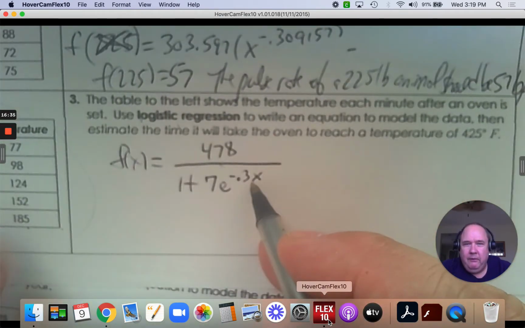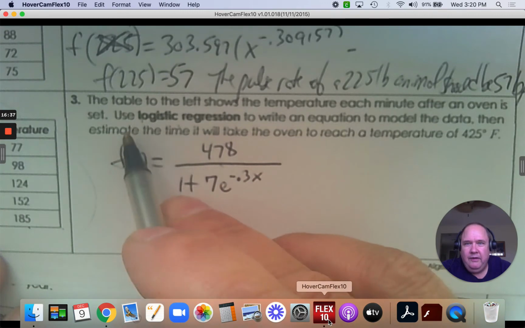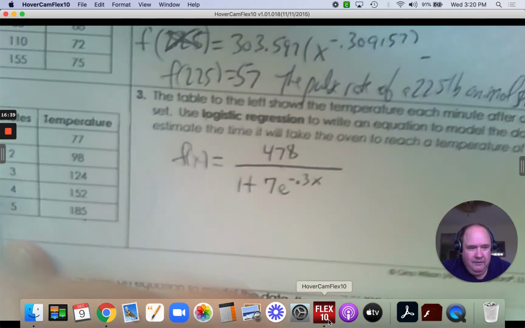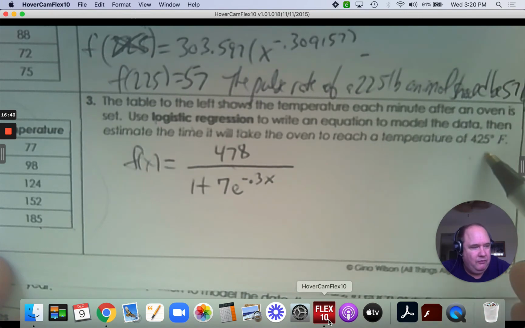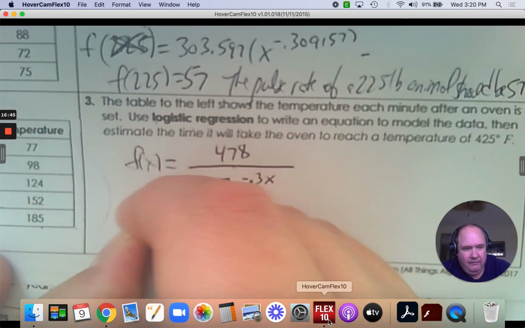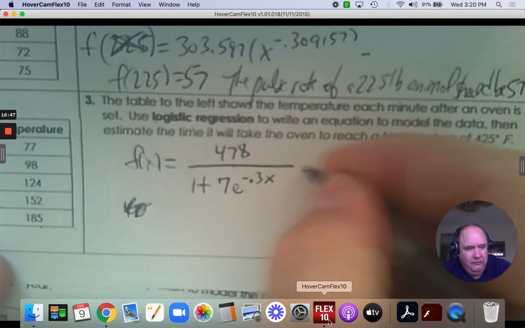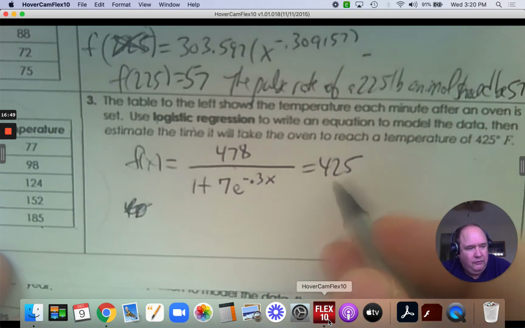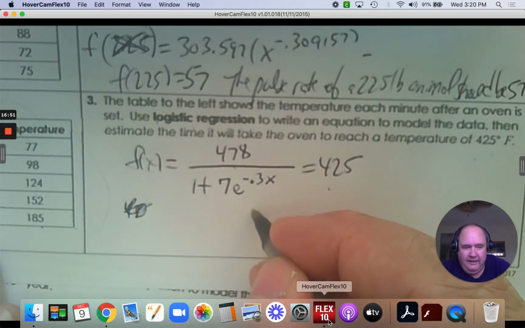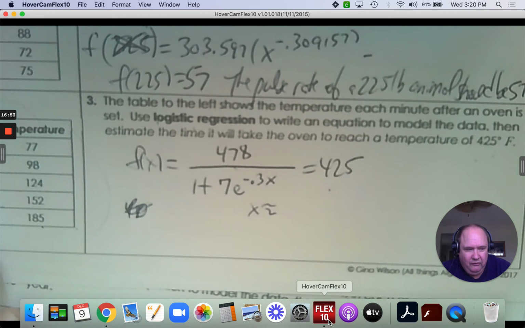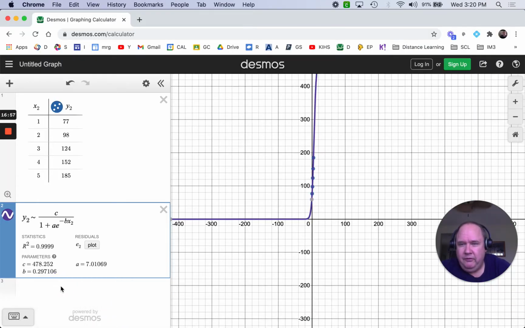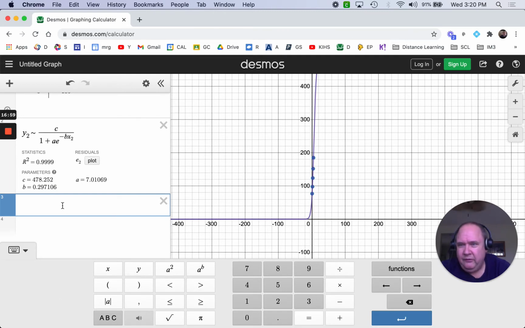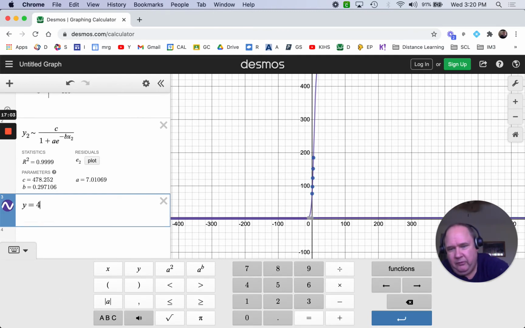So now we have a model. And then it says, estimate the time. So we're looking for time. So we're looking for x when the temperature is 425. So we're going to make it equal to 425 and solve for x using Desmos. So how will I do that again? So open up a third box here. And it's the second column. So it's y equals 425 degrees.